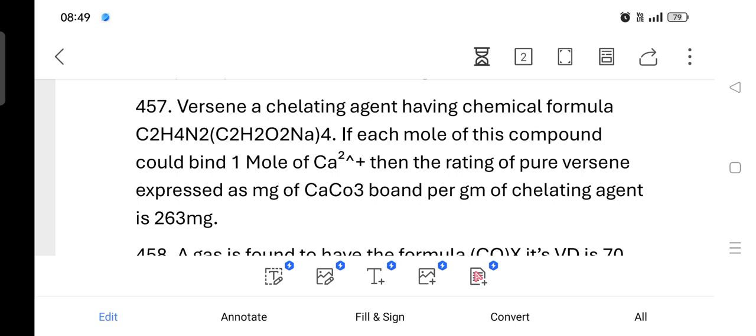A chelating agent having chemical formula C2H4N2 C2H2O2N4. If each mole of this compound could bind 1 mole of Ca2+, then the rating of a pure version expressed as mg of CaCO3 bound per gm of chelating agent is 263 mg.